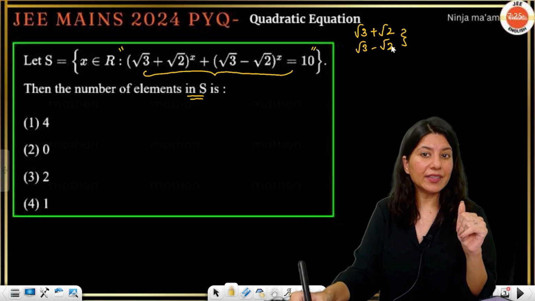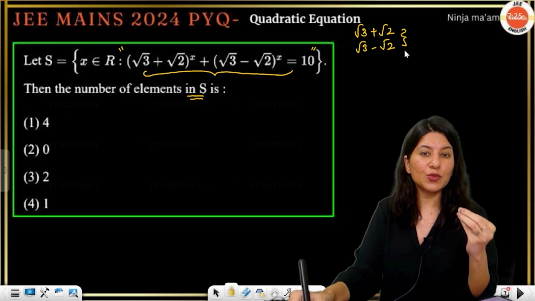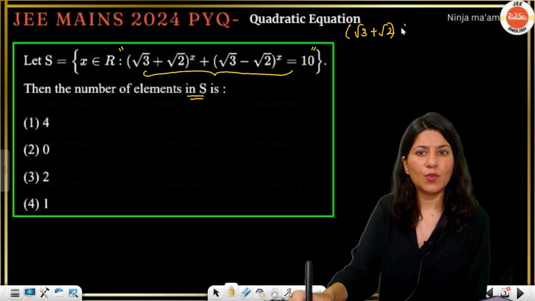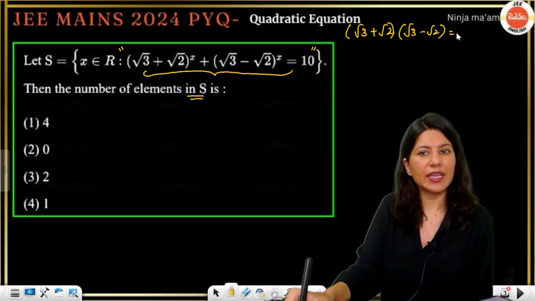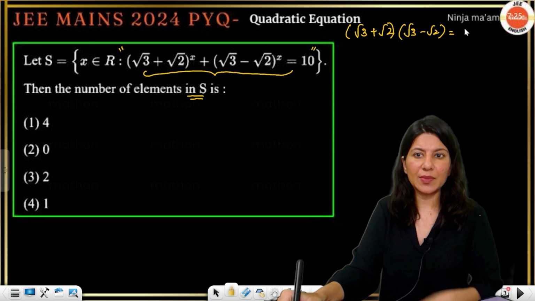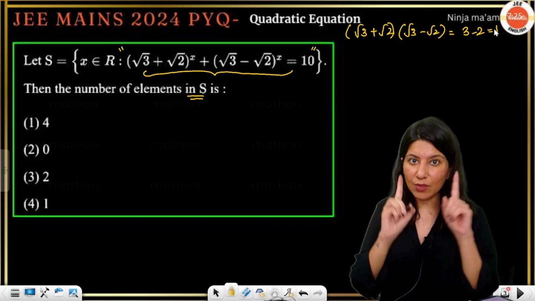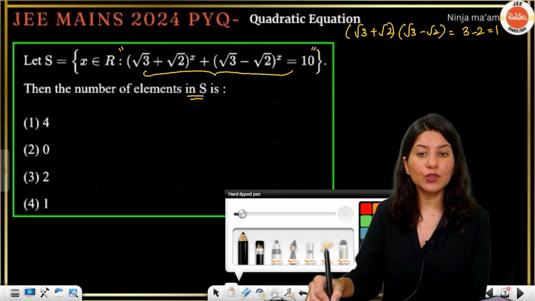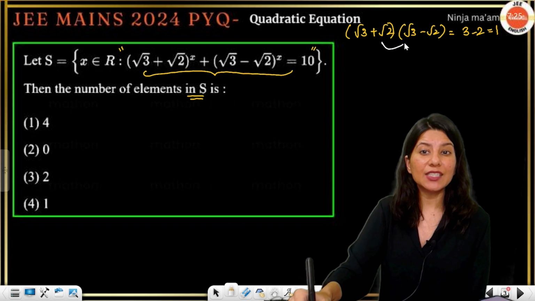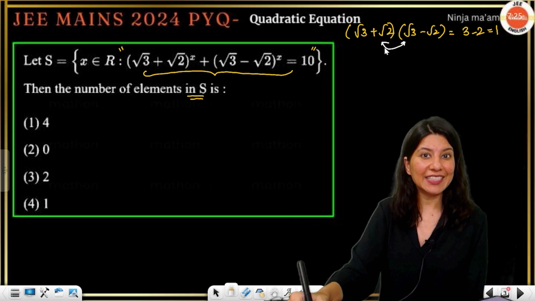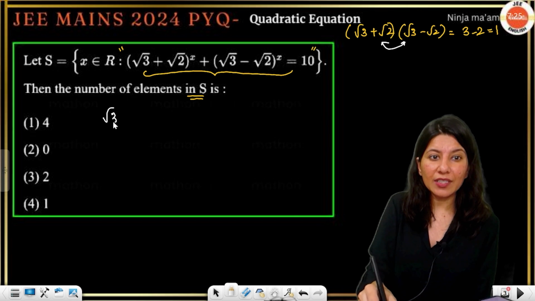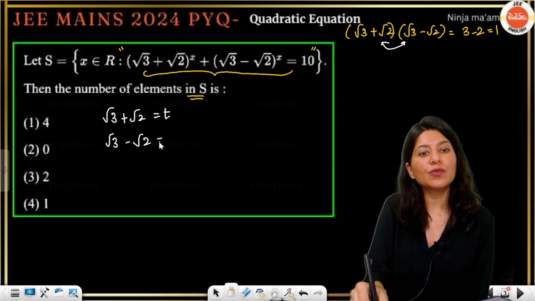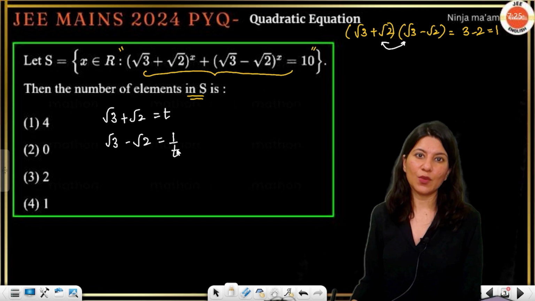If you multiply these two, root 3 plus root 2 and root 3 minus root 2, what you're going to get is 1. What does that mean? If you multiply a plus b, a minus b, it is a square minus b square. So you'll get 1. Now, if the product of two quantities is 1, that means these two are reciprocals of each other, right? So if I take root 3 plus root 2 as t, then automatically root 3 minus root 2 will become 1 upon t.